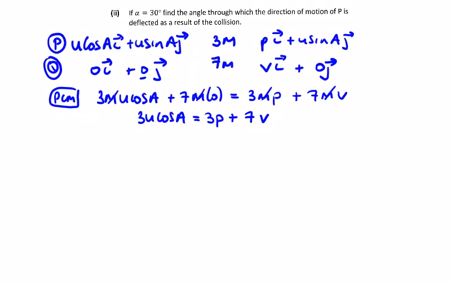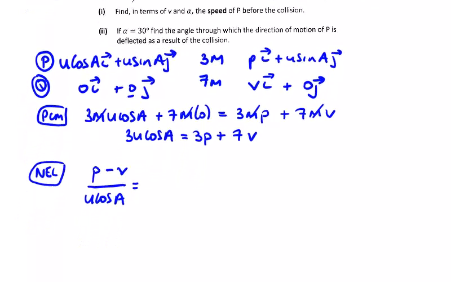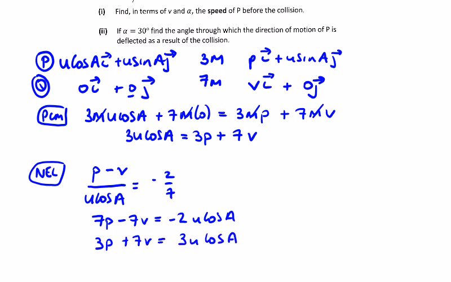For Newton's experimental law, we're going to get p minus v over u cos alpha minus 0 is equal to minus e, minus 2/7. So 7p minus 7v is equal to minus 2u cos alpha. We have a plus 7v above, so we can say 3p plus 7v is equal to 3u cos alpha.